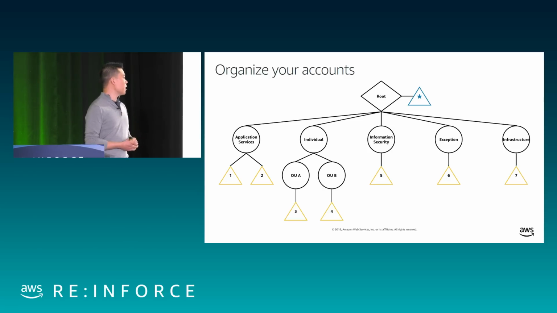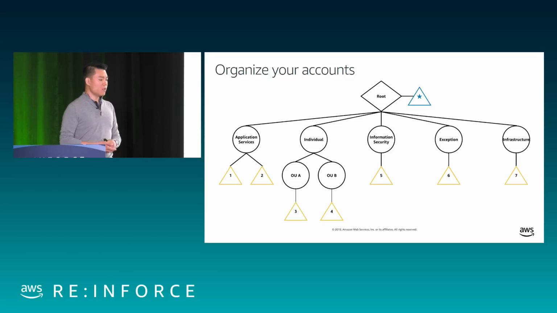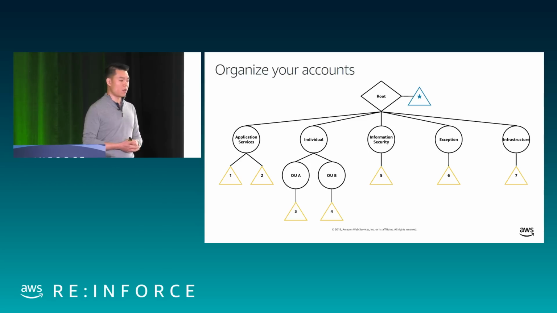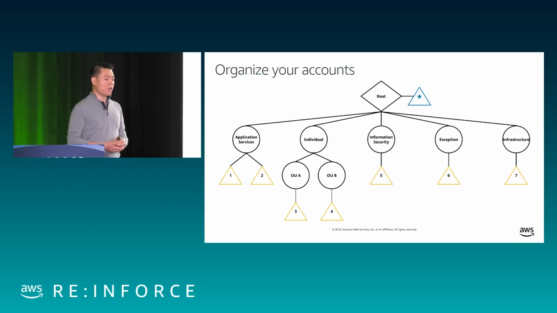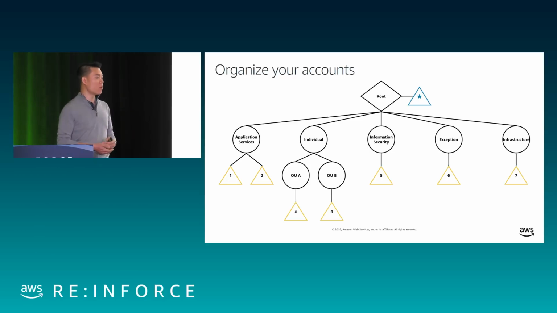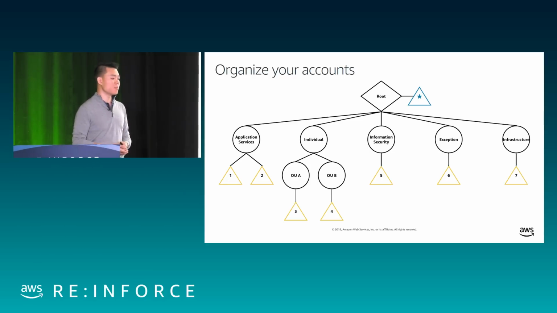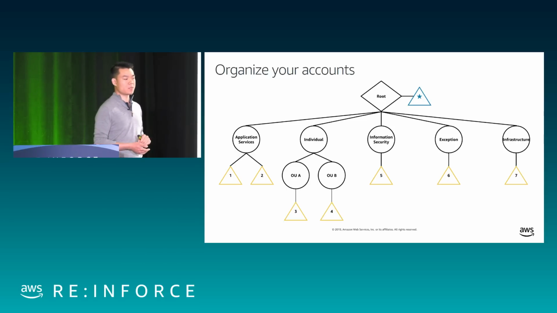Your individual organizational unit is the set of accounts that are owned and accessed by employees. Some examples of things that you may have here are accounts for sharing business data via S3, trying out new services, or engineers building software in their own individual test accounts. So you've got those grouped all together.